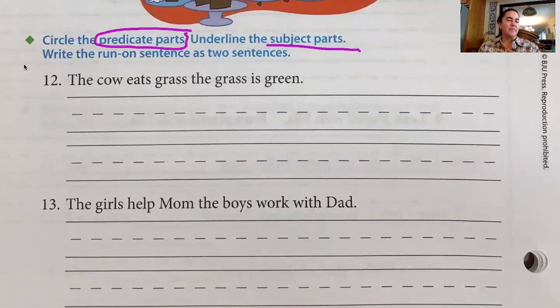So, Caesar, the cow eats grass, the grass is green. Can you tell me what are the predicate parts there? Remember, predicates start with the action word. What are the action words?